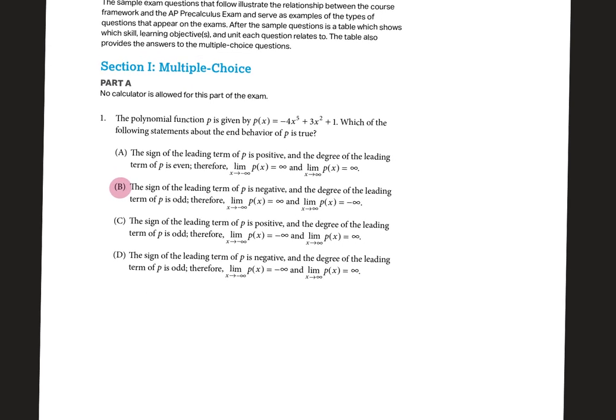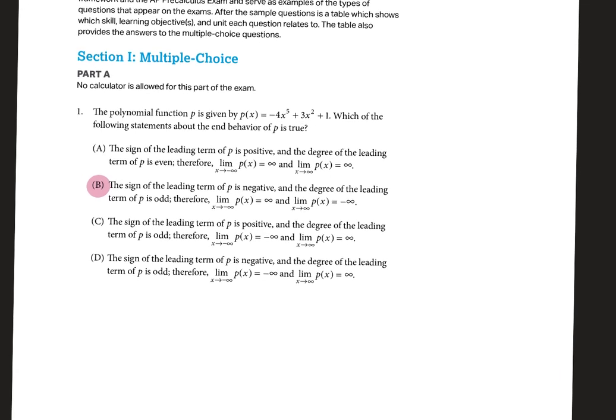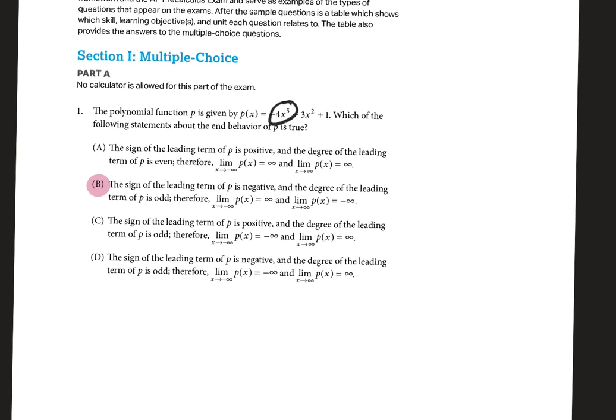All right, number 1 says the polynomial function p is given by... which of the following statements is true about the end behavior? So remember end behavior, we look for the biggest exponent, which in this case is odd. That means one's going up, one's going down. And it's a negative, which means it's rising left and falling right.